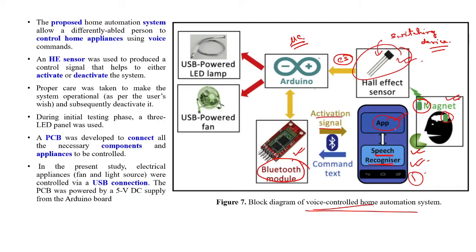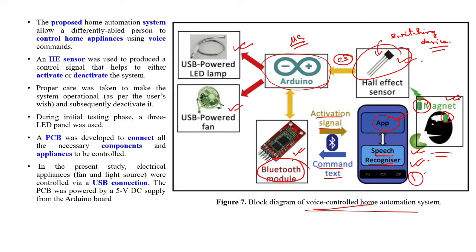Now once it is there, the activation signal goes to the app and the app gets activated. Once the app gets activated, the speech recognizer module is activated. Then we need to speak the command, and it converts voice to text. Now this text command will be sent via the Bluetooth module again to the Arduino. Based on this, it will generate the control signals for the home appliances. Over here we have kept a USB powered LED lamp and USB powered fans as the representative appliances.